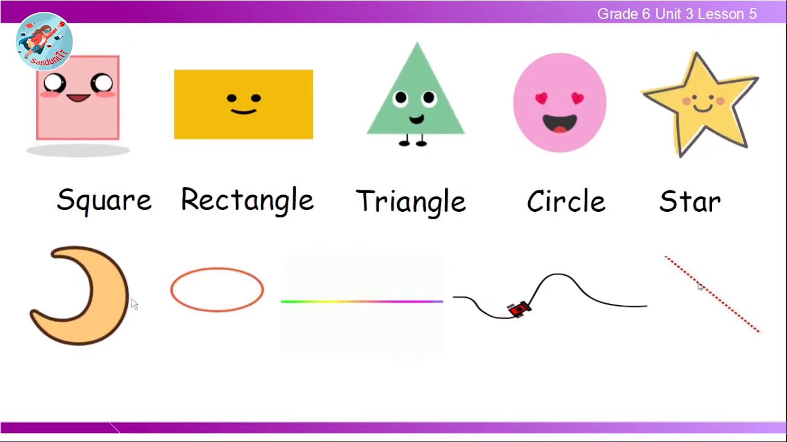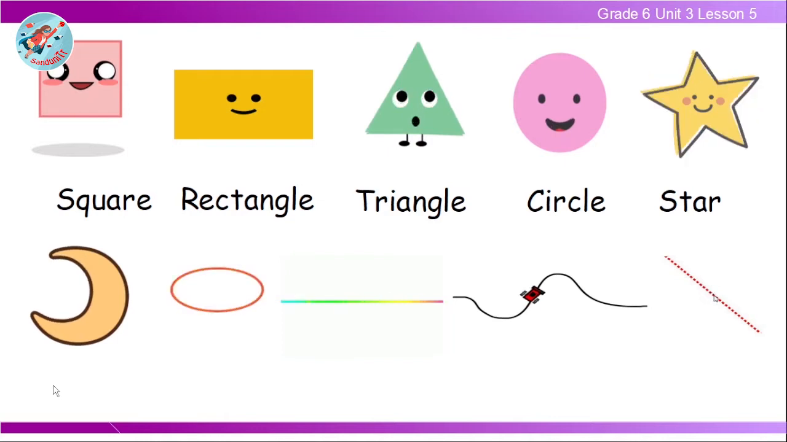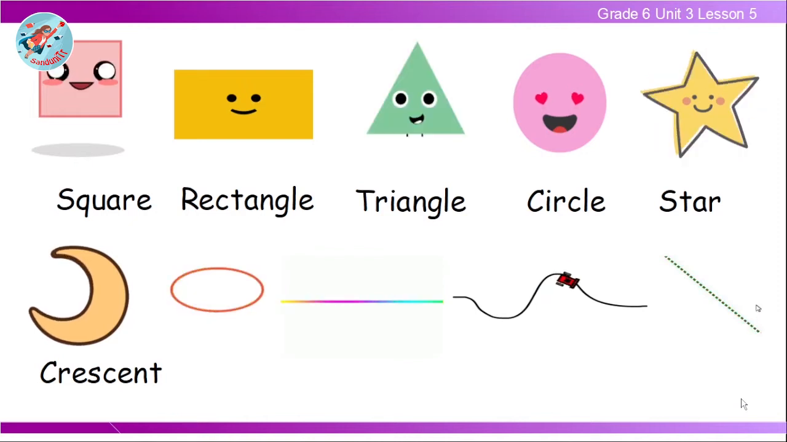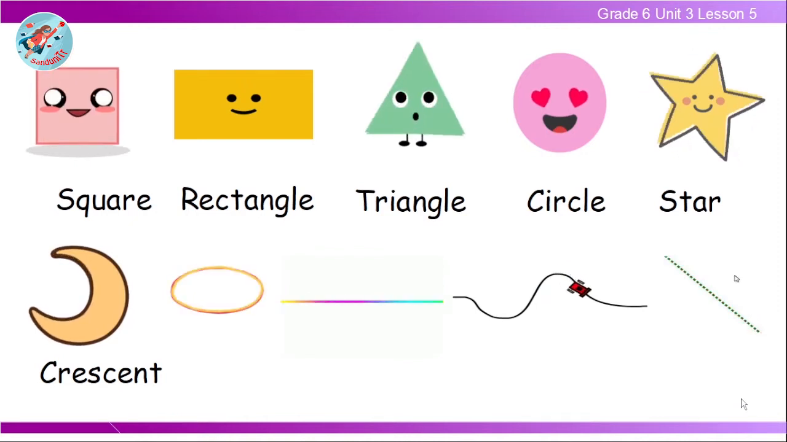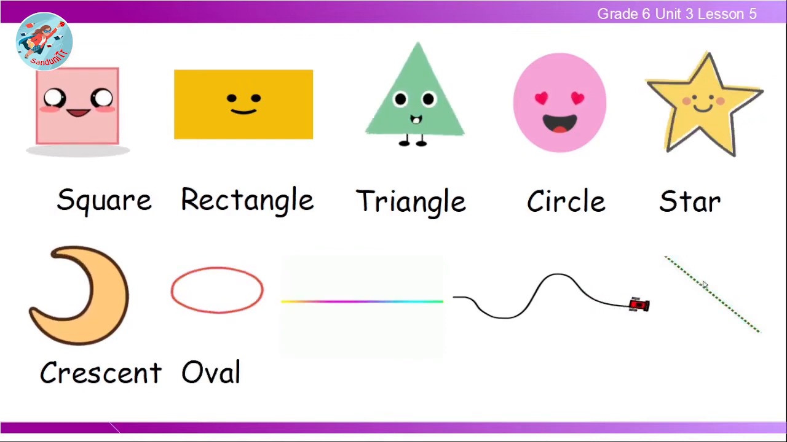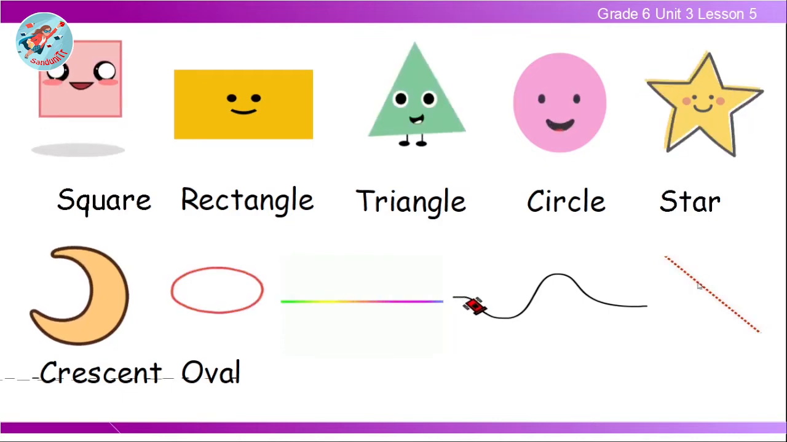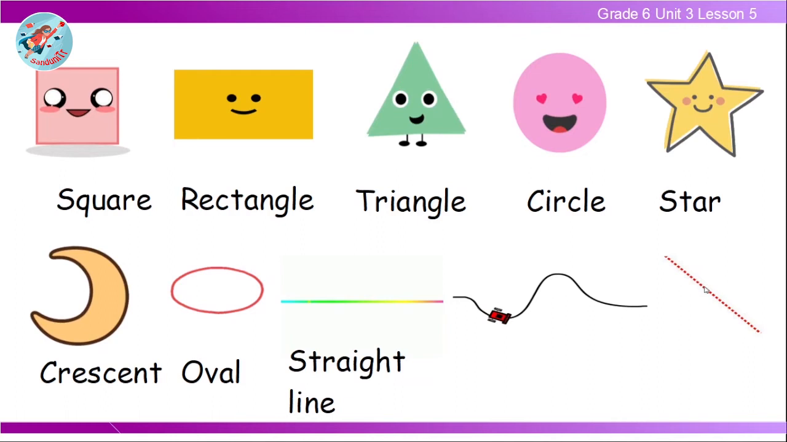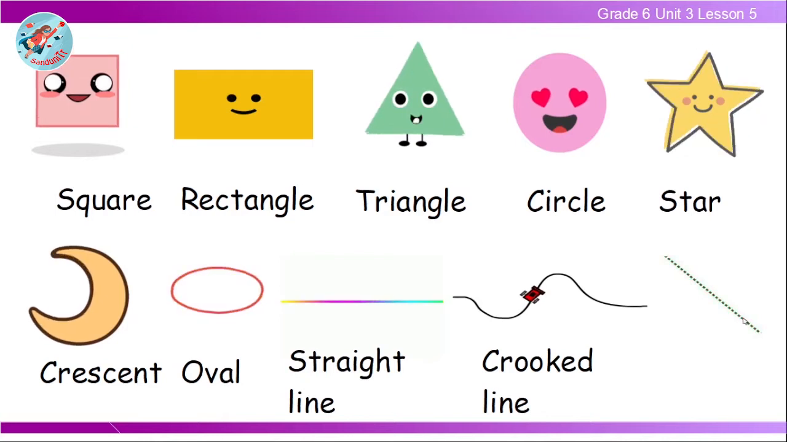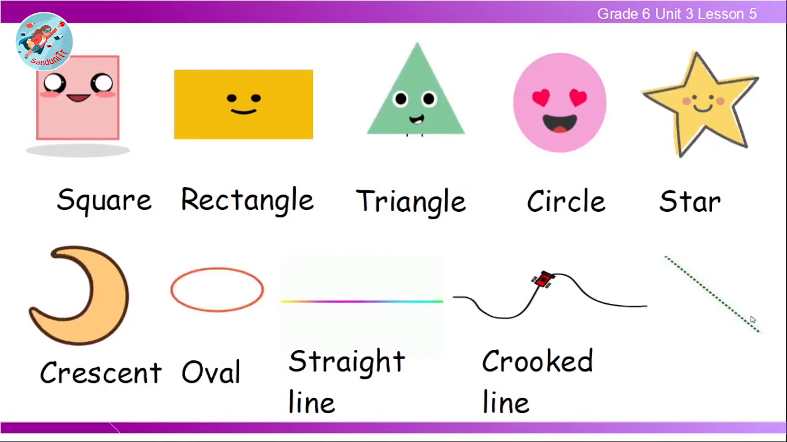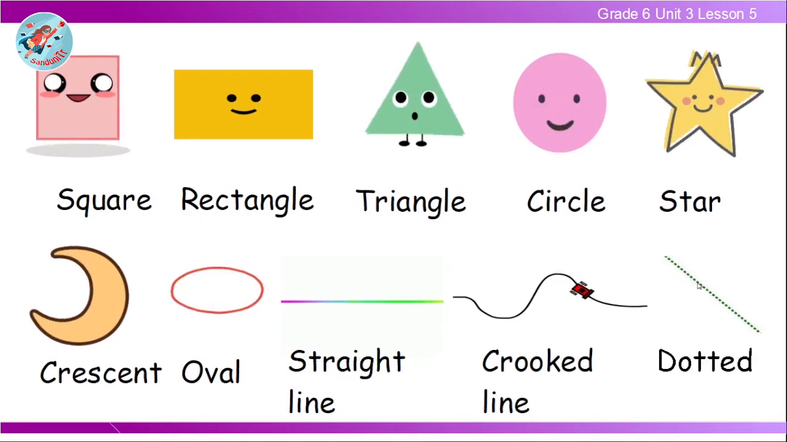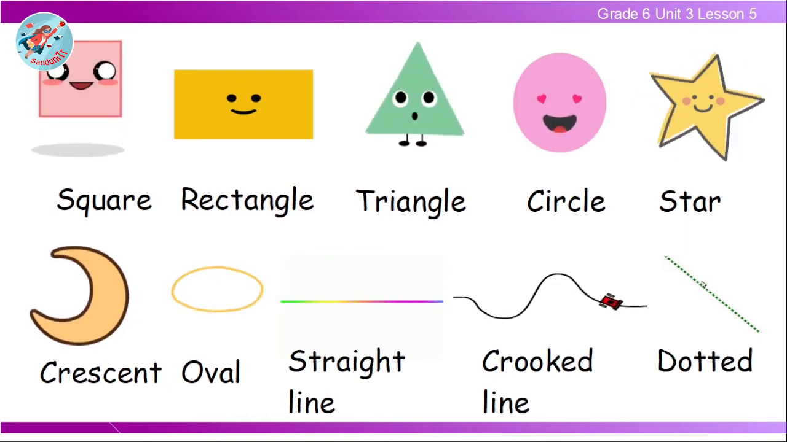What's here? It's a crescent. Crescent. Next one, oval. Oval. Next, straight line. Straight line. Next, crooked line. Crooked line. And what's the last one? It's a dotted line. Dotted line.